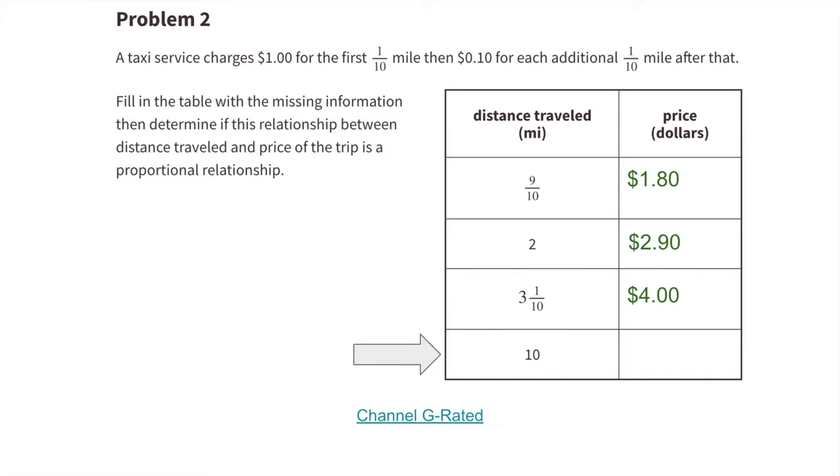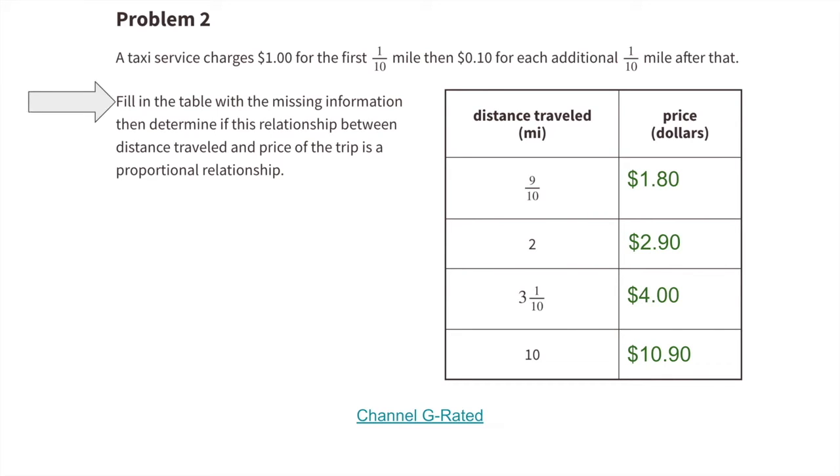When the distance traveled is 10 miles, that's the same as 100 tenths. And the first tenth would cost $1, leaving 99 tenths left over, which is the same as 99 dimes. And 99 dimes is equivalent to $9.90. So $1 plus $9.90 would equal $10.90. So when the distance traveled is 10 miles, the taxi would charge $10.90.